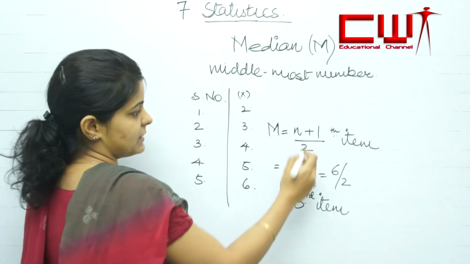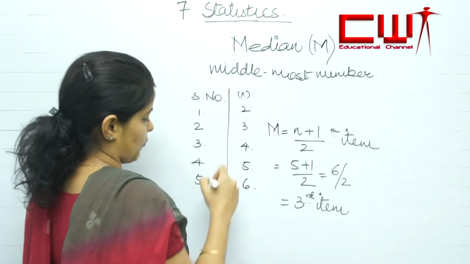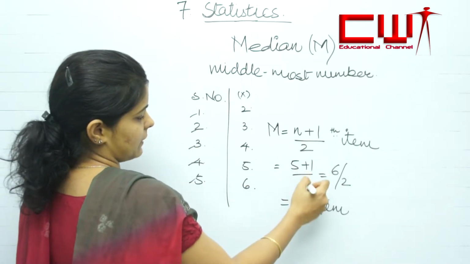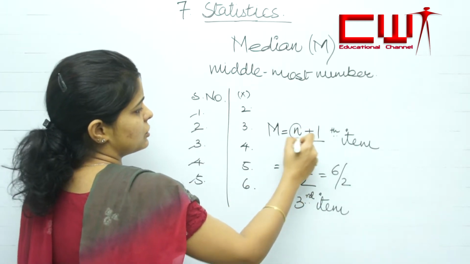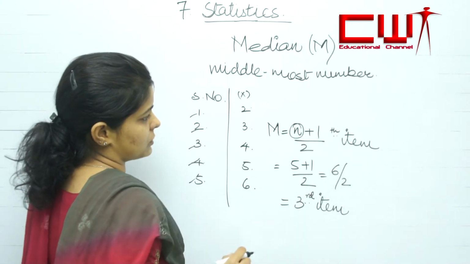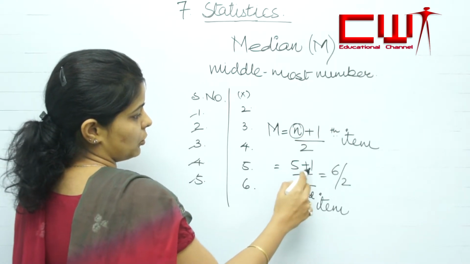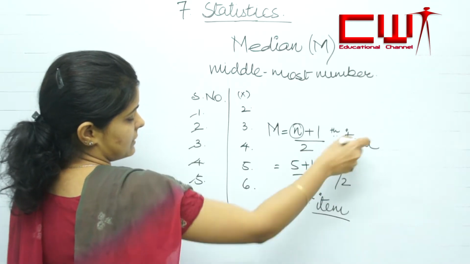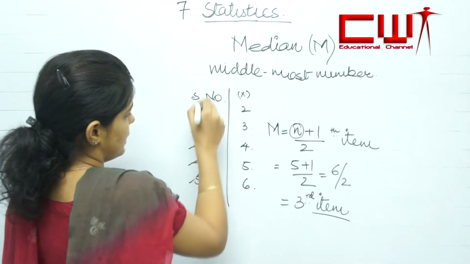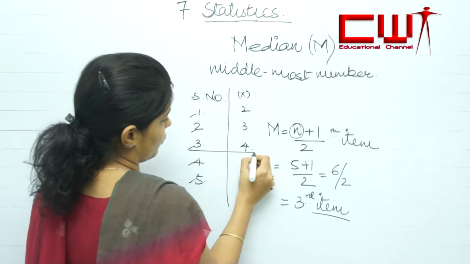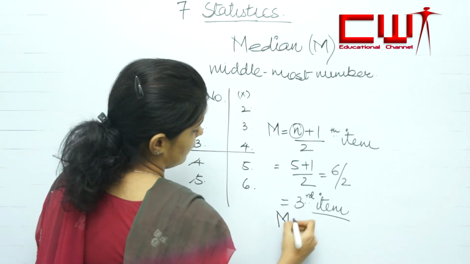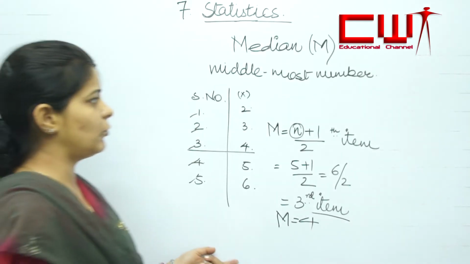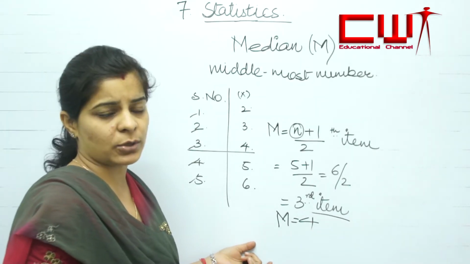The way you do it, see, n is 5, means number of items is 1, 2, 3, 4, 5. 5 items plus 1 by 2. This changes, the other remains constant. So 5 plus 1 upon 2 is 6 by 2, that is third item. Third item is serial number 3. What is written before it? 4. So median equals 4. Right? This is how you do it in the series where frequency is not given to you.